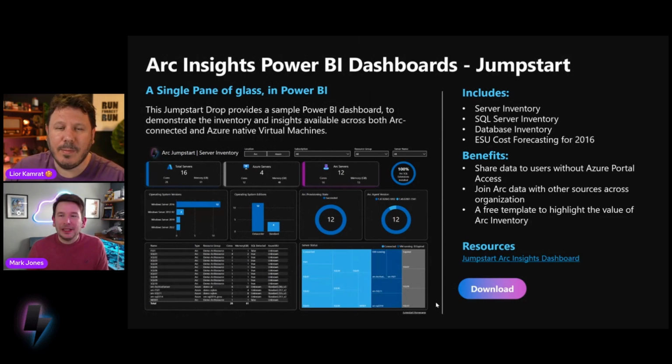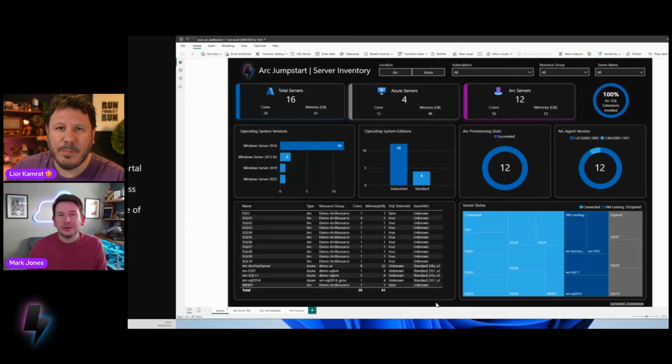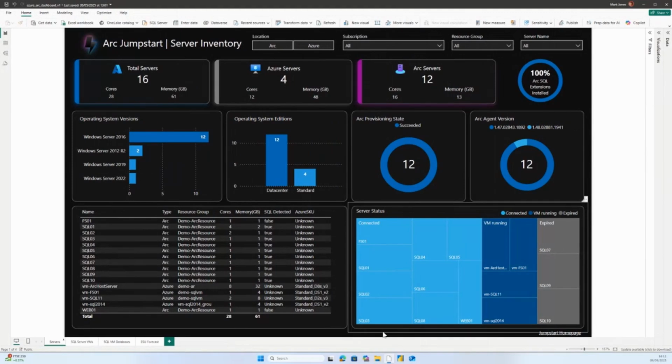Yeah, so let me just dive straight into the dashboards itself. So this is the dashboard that is now freely available and is available in our Jumpstart drops, and we'll show you how to use that and go and get that in a minute. It has 4 main dashboards, which I'll go through each one.